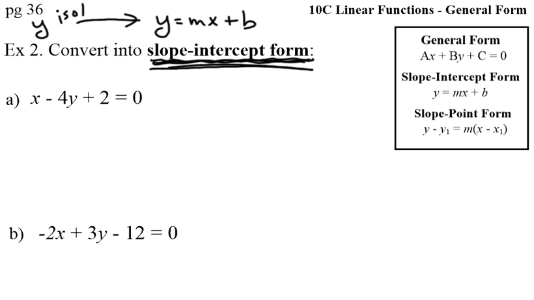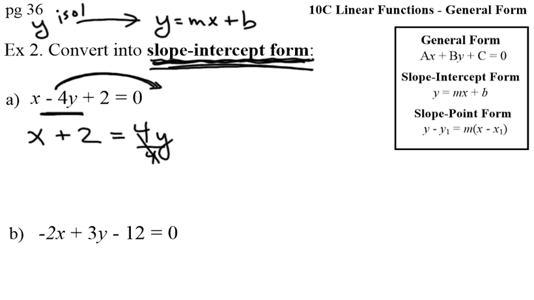Isolate the y. So if I want to isolate y, first thing I see, I have a negative 4y. I need a positive y, so let's move it over here. I still want my x to be away from my y. I still have x plus 2, but the negative 4y going over becomes a positive 4y. Divide by 4 to get rid of the 4, so y is isolated.